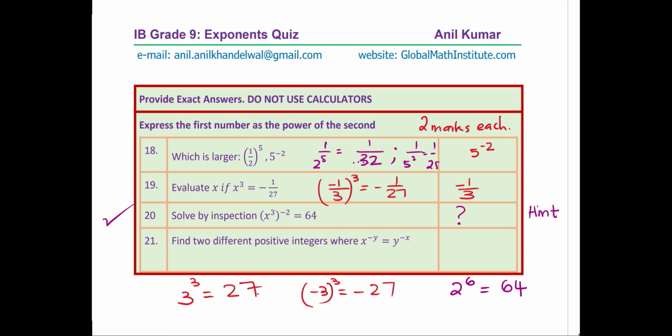Question number 21. Find two different positive integers x and y where x to the power of minus y equals y to the power of minus x. This is the type of question which I say explore. If you have already answered 20 out of 25 questions, you're almost at the 80% mark. Moving forward from here is where you need to explore and learn more.